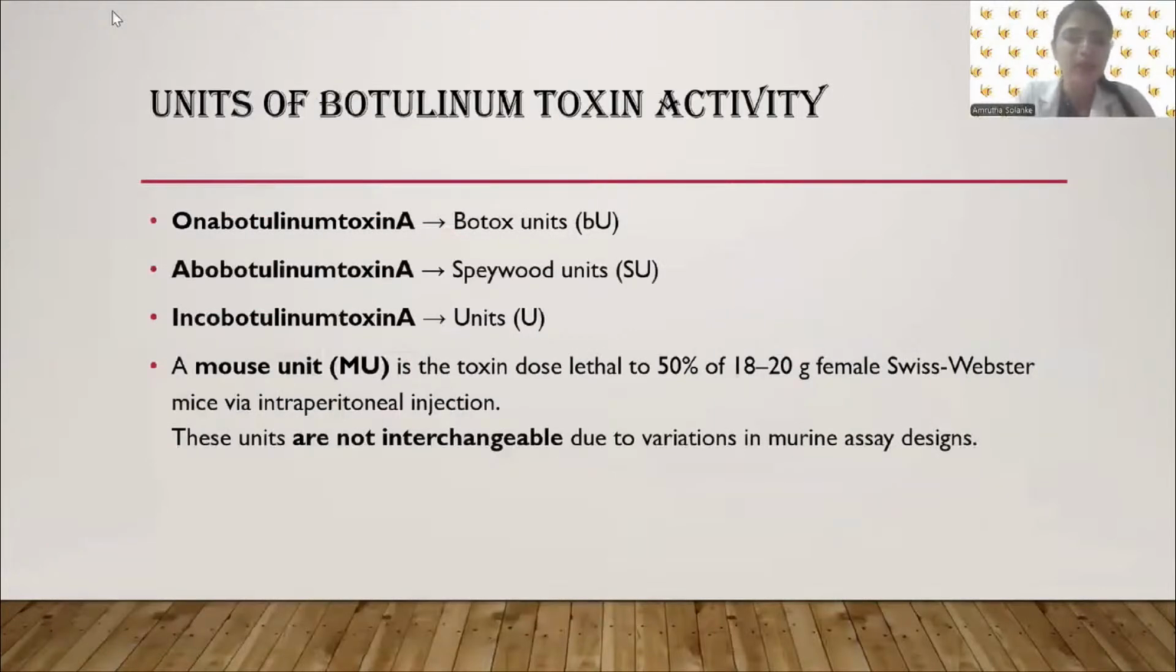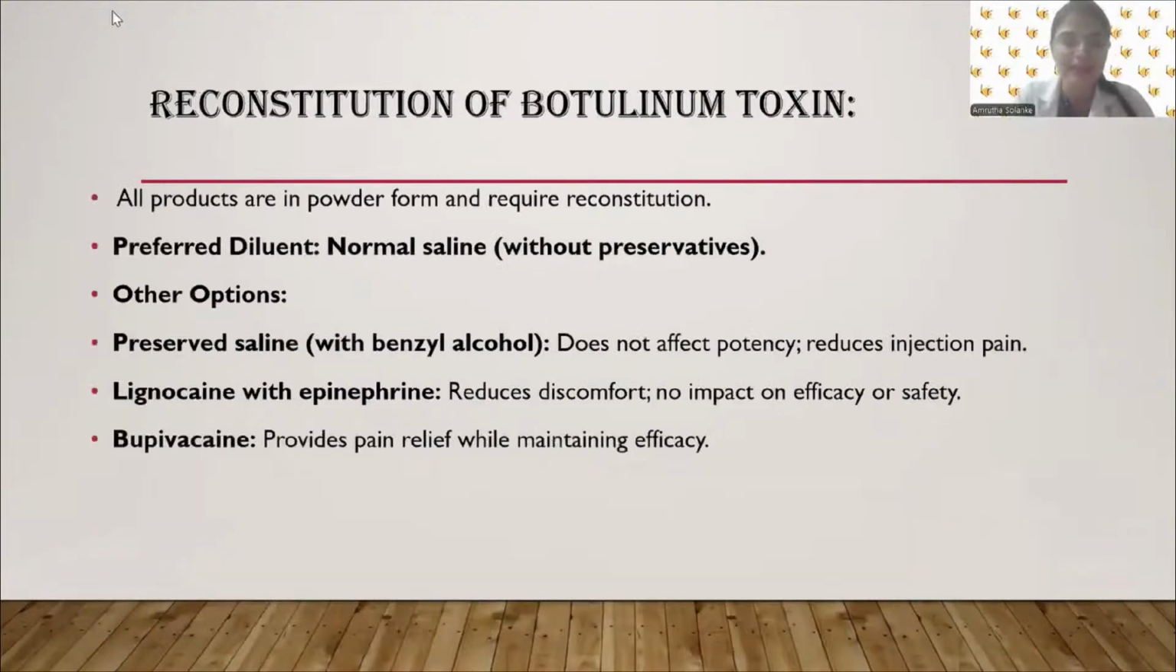Coming to units of botulinum toxin activity. Botulinum toxin A is measured in Botox units, abobotulinum toxin as Dysport units, incobotulinum toxin A as units. A mouse unit is the toxin dose lethal to 50% of 18 to 20 gram female Swiss Webster mice via the intraperitoneal injection. These units are not interchangeable due to the variation in murine assay designs.